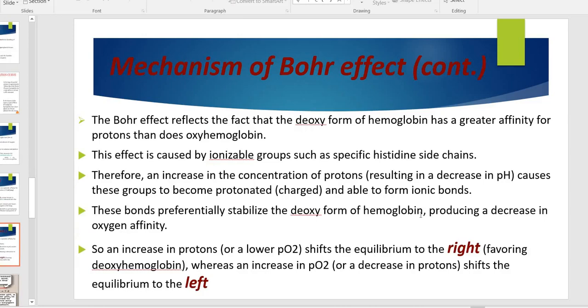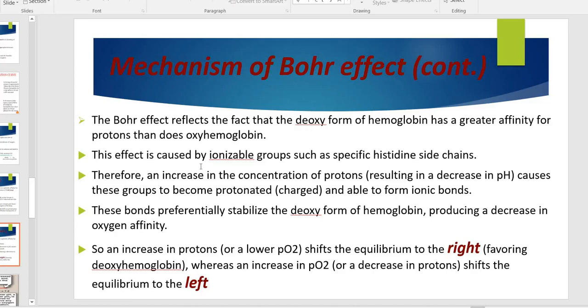Mechanism of Bohr effect. Why does the Bohr effect occur? This occurs due to the presence of protons, which will stabilize the T form. Why does it stabilize the T form? As we said before, in the T form there are many ionic and hydrogen bonds between the two dimers of hemoglobin. These protons will act on ionizable groups, like specific histidine side chains. These ionizable groups will favor stabilization of the T form, the taut or deoxy form of hemoglobin, leading to decreased affinity for oxygen binding and a right shift.